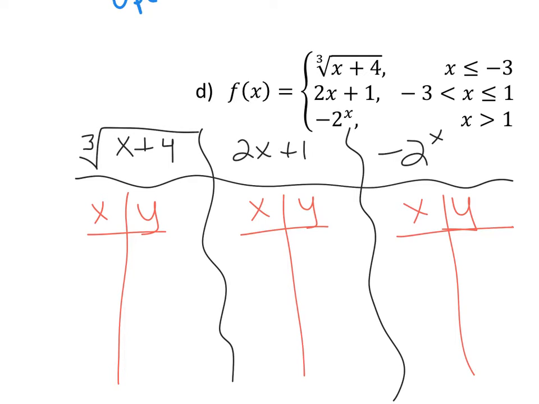Our first one, cube root of x plus 4. When you are doing this on your calculator, go to your y equals, make sure everything's cleared out. To get the cube root, you're going to hit the math button and go down to option 4. That'll give you cube root. And make sure x plus 4 is inside the cube root. Okay?